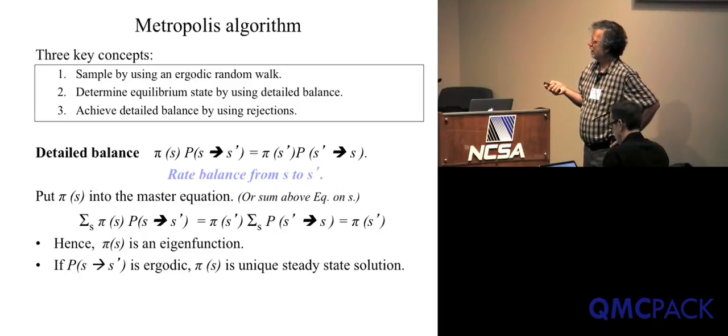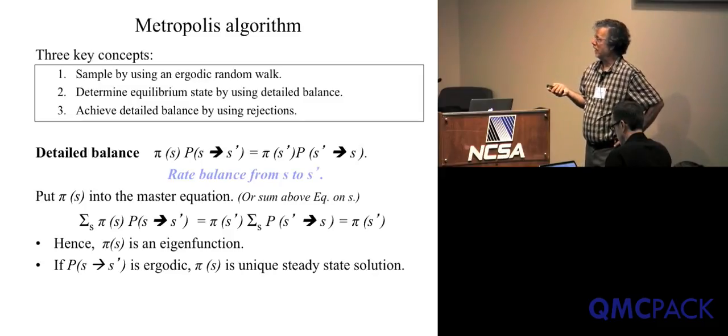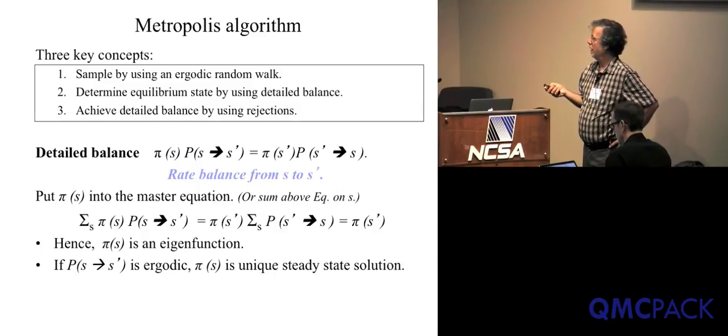And this equation basically says the flow of probability from state S to S prime is equal to the reverse flow. That is, this is the probability of being in state S, this is the probability to make a transition to S prime, and that's equal to the reverse rate. And so that's called detail balance in statistical mechanics. If you have detail balance and you have a Markov process, then you know that pi will be your equilibrium state, if it's ergodic. And this is the one-line proof of that.